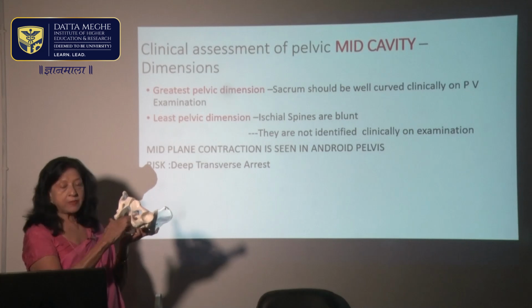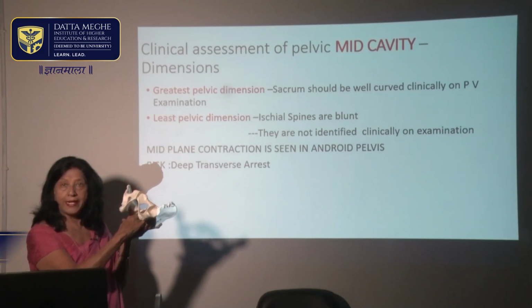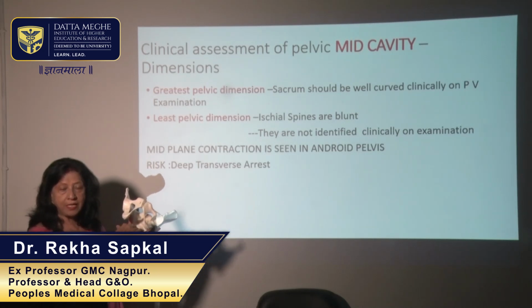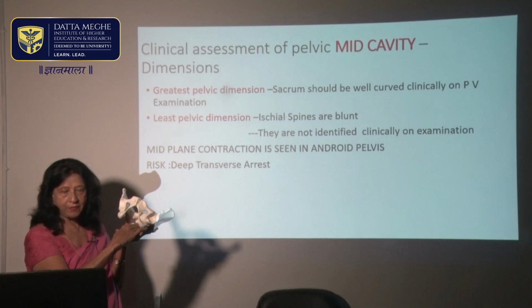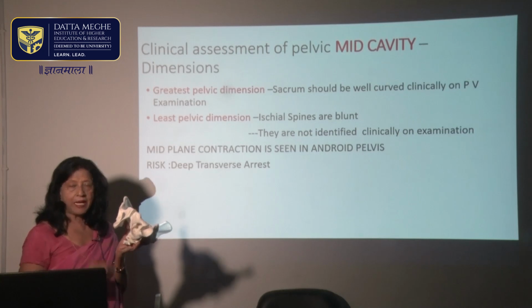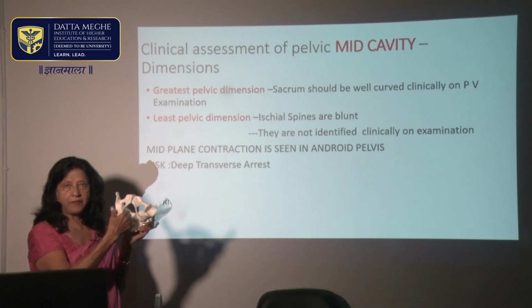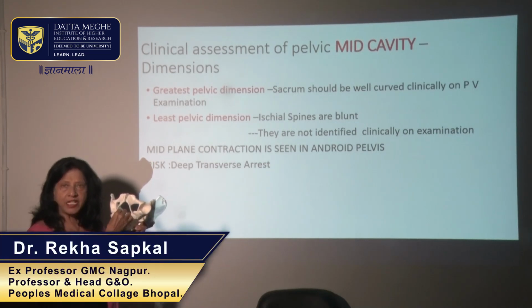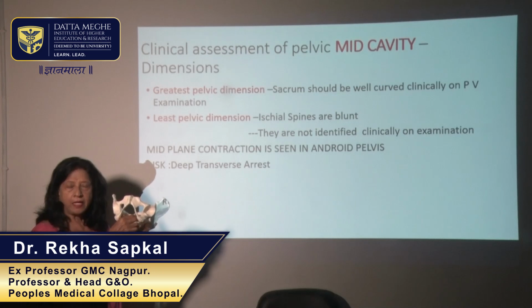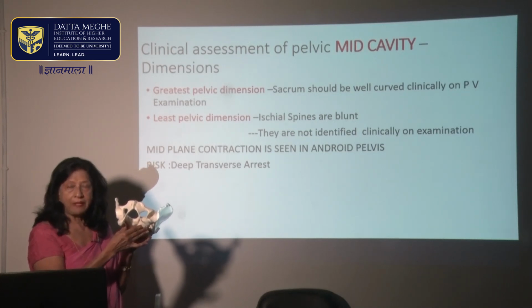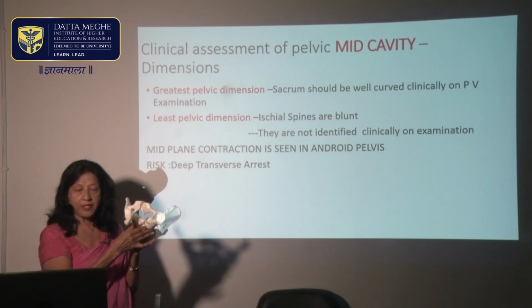How do you know that the greatest pelvic dimension is adequate? If the sacrum is well curved on per vaginal examination, the greatest pelvic dimension is good. Then, for the least pelvic dimension, the ischial spines should be blunt. If they are sharp and jutting inside the pelvic cavity, it is narrow. Hence, when ischial spines are prominent, there is a mid pelvic contraction like an android pelvis, which is a funnel type of pelvis.